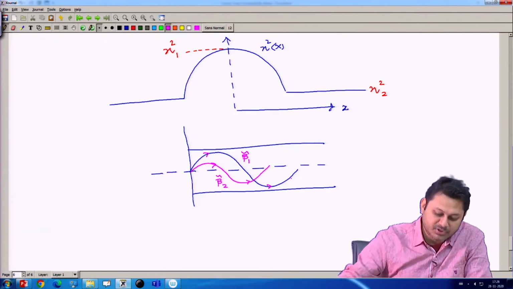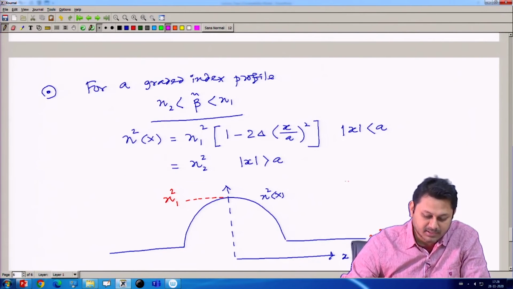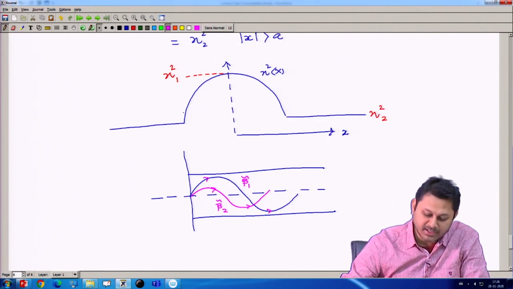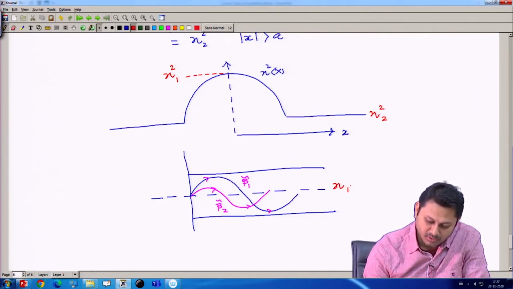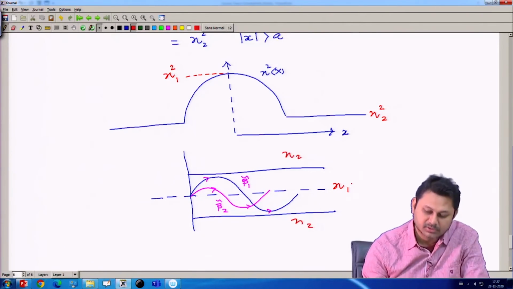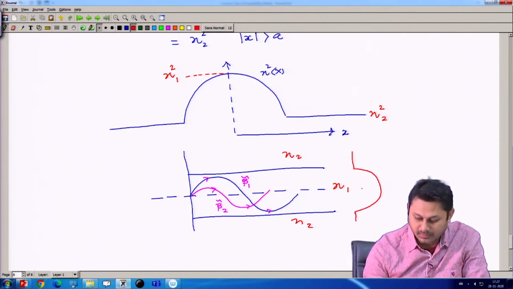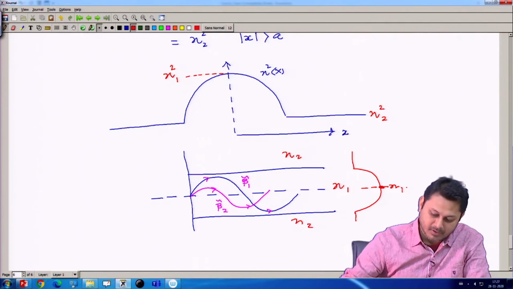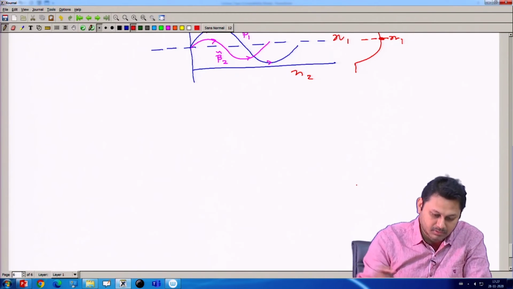And here we try to show that the restriction on beta tilde is such that it should be less than n1 and greater than n2, where n1 and n2 are this one. So n1 is the refractive index of the core and n2 is the refractive index of the cladding. This is n1. Okay, so quickly try to find out.